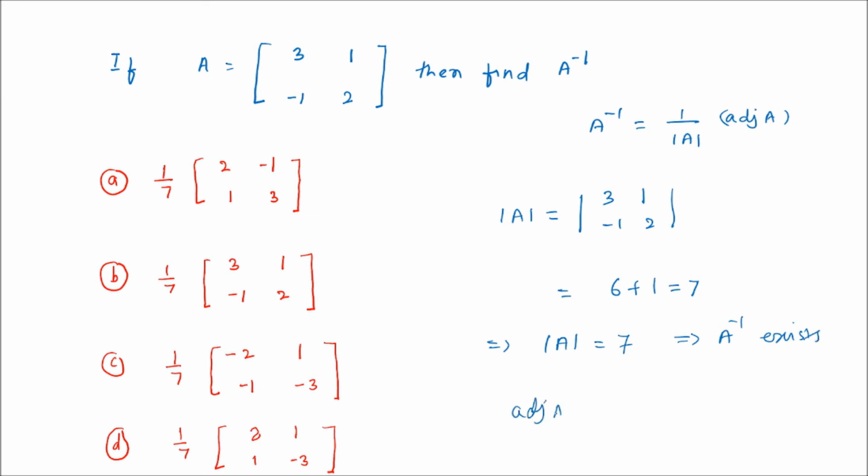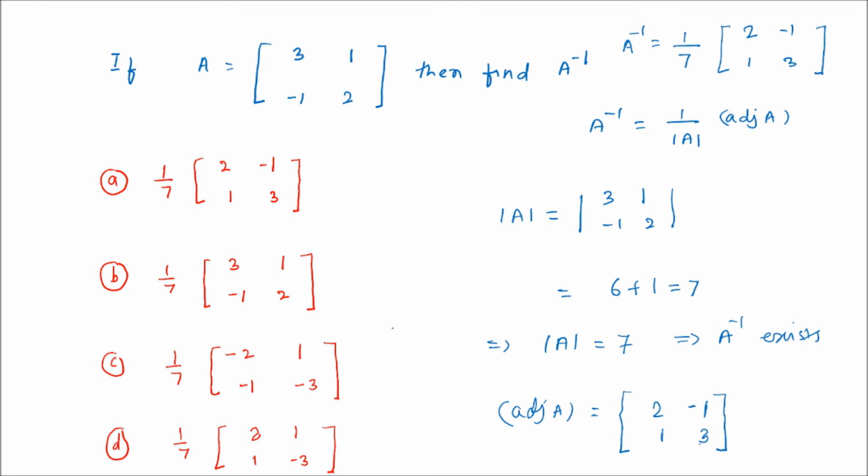So adjoint of A is equal to, if the given matrix is of order 2, then we can write its adjoint directly. Just interchange these diagonal elements, it will be 2, and we have to change signs here. This will be minus and this will be minus 1 and plus 1. So therefore inverse of A is 1 upon determinant of A, which is 7, and adjoint of A is 2, 1, minus 1.